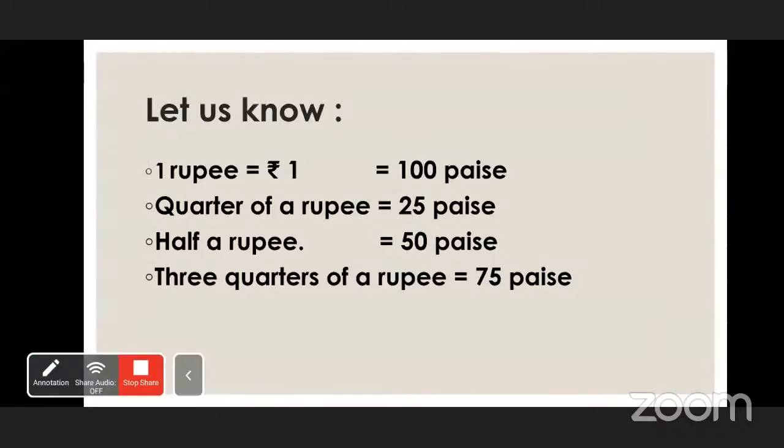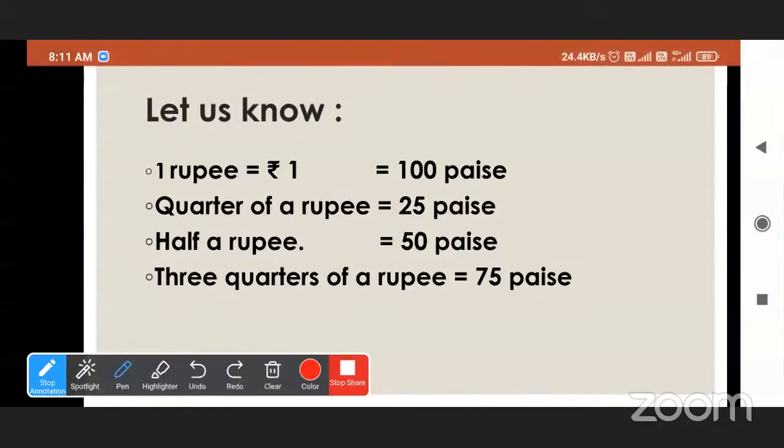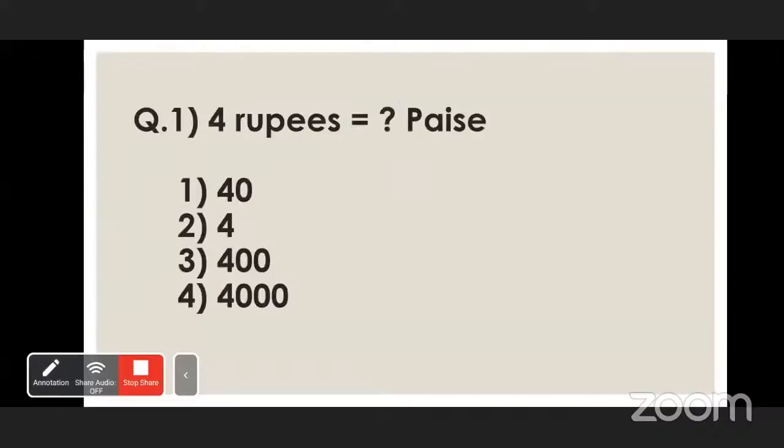Now let us know, 1 rupee is equal to how many paisa? 100 paisa. And quarter of a rupee, 25 paisa. Quarter means 1/4. Now half a rupee is equal to how many paise? 50 paise. And 3/4 of a rupee is equal to 75 paise. Okay, good. Now we see the problems. 4 rupees is equal to how many paise?